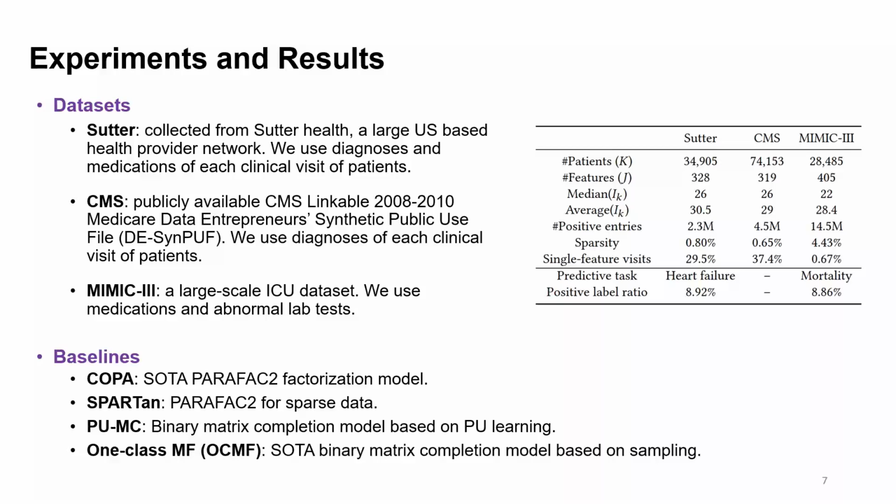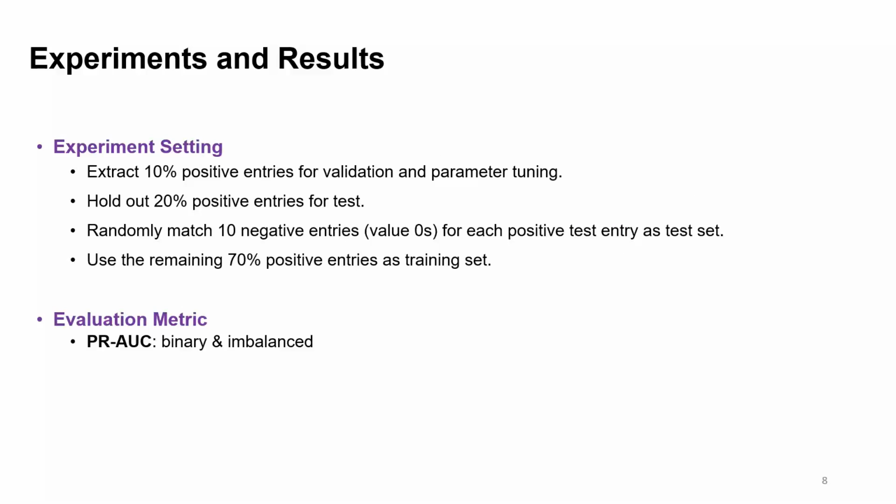We evaluate our model using 3 large-scale electronic health records datasets and compare against 4 state-of-the-art baselines, including 2 PARAFAC2 factorization models and 2 binary matrix completion and factorization models. We first split the positive entries in the raw data into training set, validation set, and test set. To perform the evaluation, we also randomly match 10 negative entries with 0 values for each positive entry in the test set. We use PRAUC as an evaluation metric due to the binary and imbalanced nature.